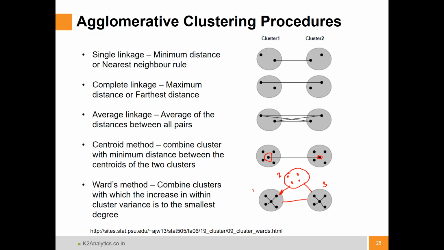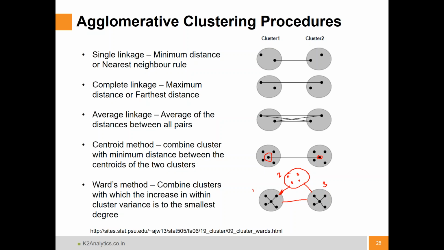Agreed? When the increase in variance is minimum, which means those two are slightly more equal or homogeneous to each other. And that's the Ward's method. We don't need to go into the entire detailed calculation. Logically, we have to understand, right?